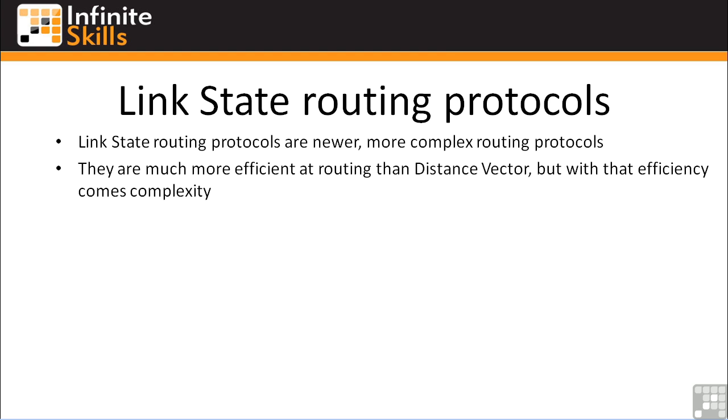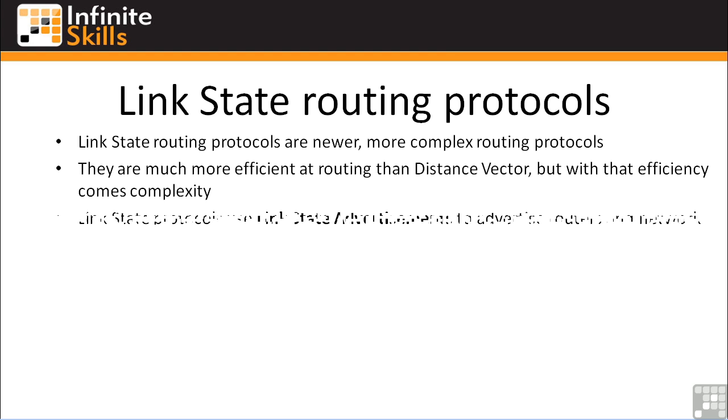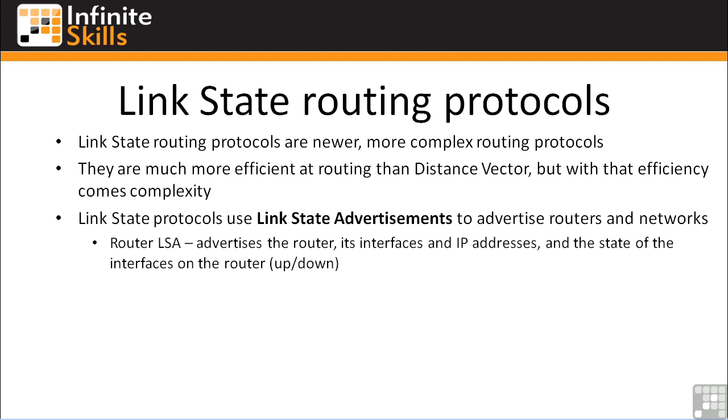So how do link state routing protocols work? Well, at the very basic level, link state protocols use link state advertisements to advertise routers and networks to one another. The router LSA advertises the router itself. It advertises all the interfaces, IP addresses, and link state of all of the interfaces on the router, whether they're up or they're down. The link LSA is an advertisement for a subnet and all the routers on that subnet.